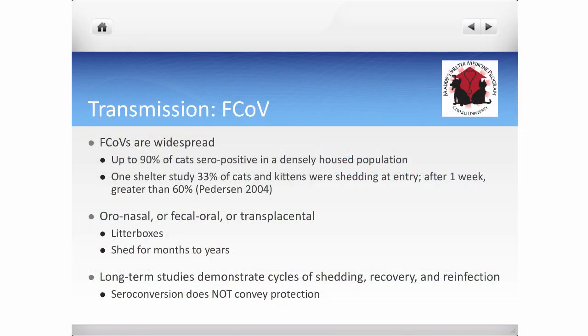Long-term studies have demonstrated that there are cycles of shedding, recovery, and reinfection. So a cat can get coronavirus, shed it, stop shedding. They can actually get reinfected, often with a different coronavirus, and shed again. Seroconversion, just because you're positive on serology for coronavirus, does not protect you against getting coronavirus again. And some of that may speak to the fact that it's a highly mutable virus and coronaviruses change. And so therefore, just because you had one doesn't mean you're protected against a different mutation. And so there are cycles of this constantly.